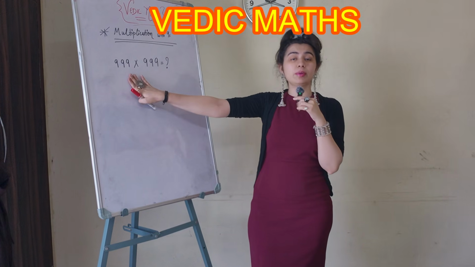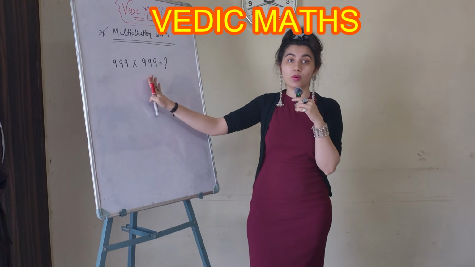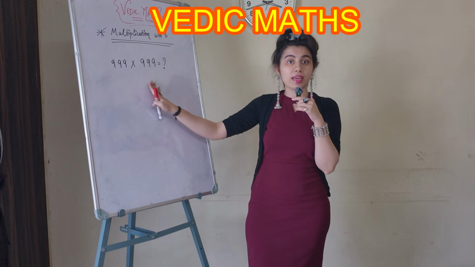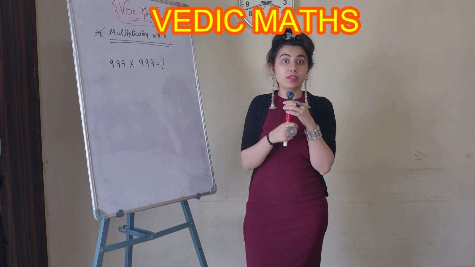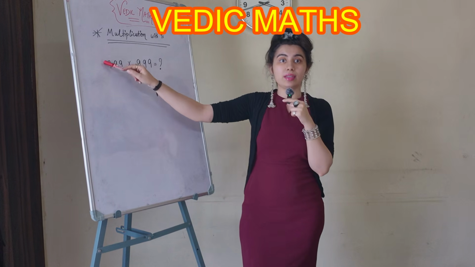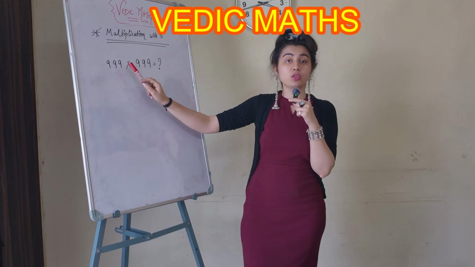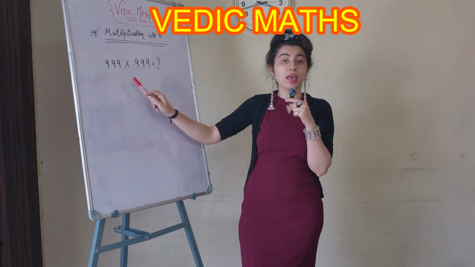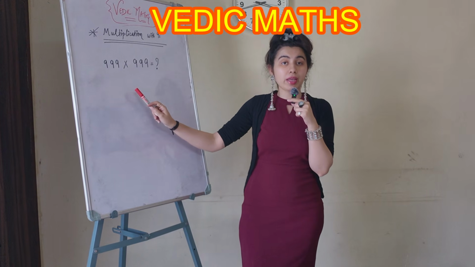So if we have to multiply 999 into 999, what do we get? It's 998001. You can do this in seconds, right? What you have to do: the first three nines, this is the multiplicand, so you have to subtract 1 from it, and we get 998.